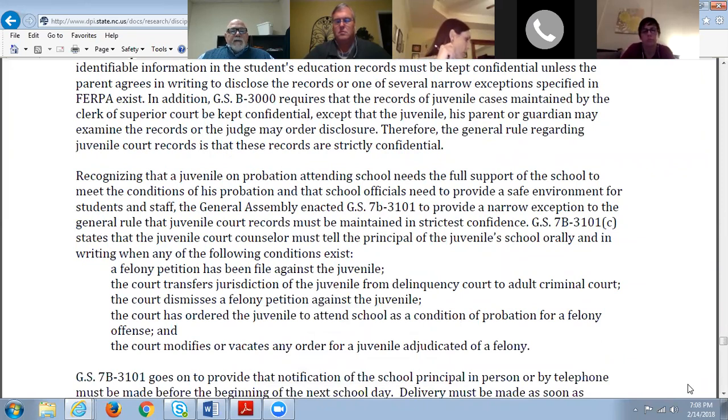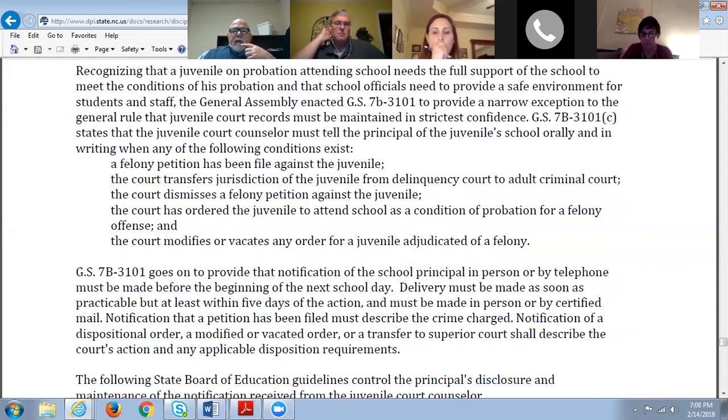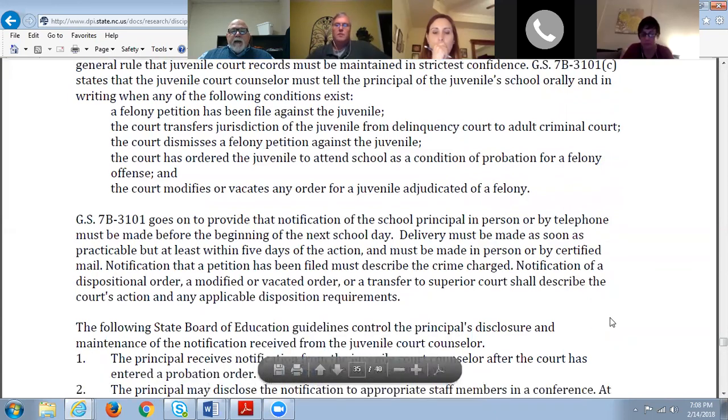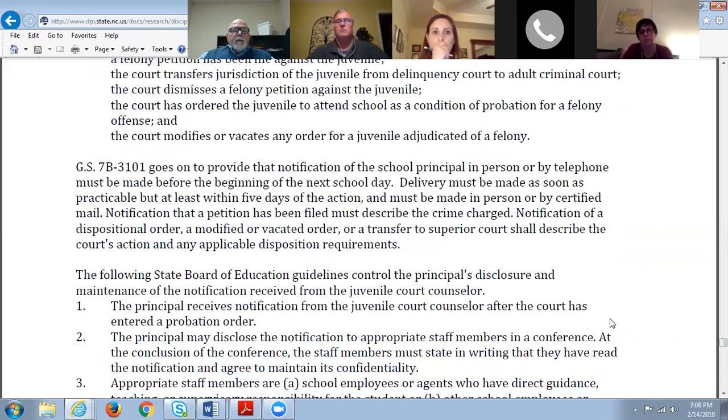So that means that the juvenile court counselor, or what we commonly refer to as the JCC, has to tell the principal, orally and in writing, if any of the following conditions exist: felony petition, court finds jurisdiction, dismisses a felony, the court orders the juvenile to attend school, court modifies or vacates any order. It must be done in person or by telephone before the beginning of the next school day. Delivery must be made as soon as practical, but within 5 days of the action. I would always get a call from the JCC.